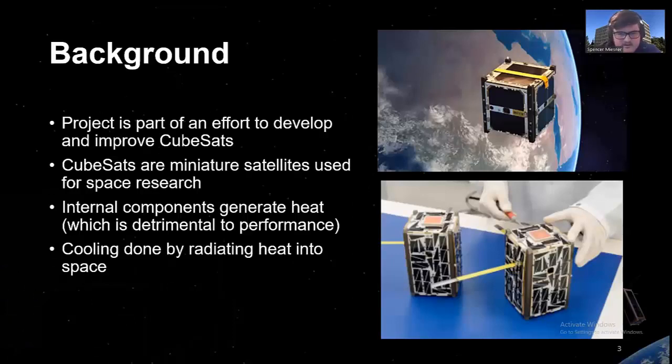To give some background, our project is a part of an effort to develop and improve CubeSats. CubeSats, which are short for cube satellites, are miniature satellites that are used for space research. One thing with CubeSats is that their internal components generate heat, and this heat can be detrimental to the performance of the CubeSat. The way we get around that is by cooling, and we do cooling in space or in orbit by radiating heat into space.